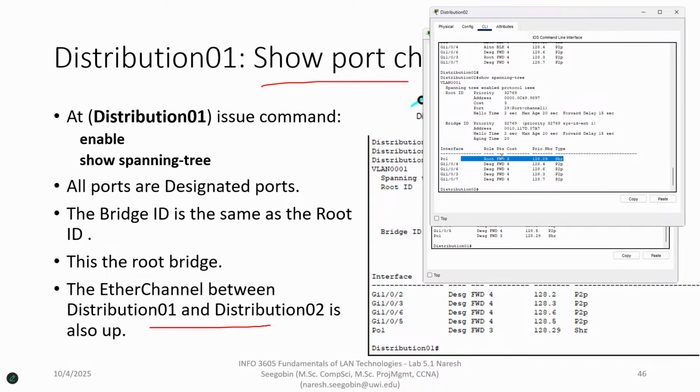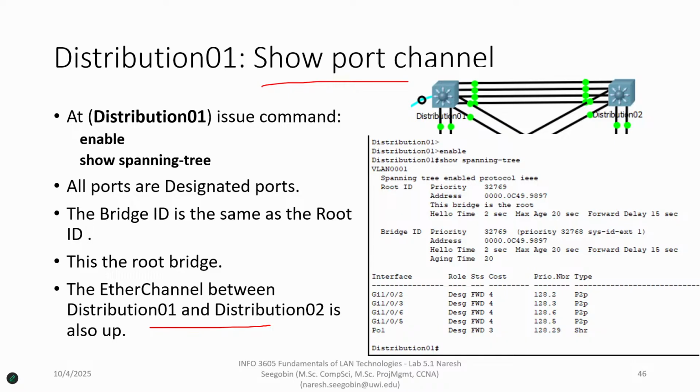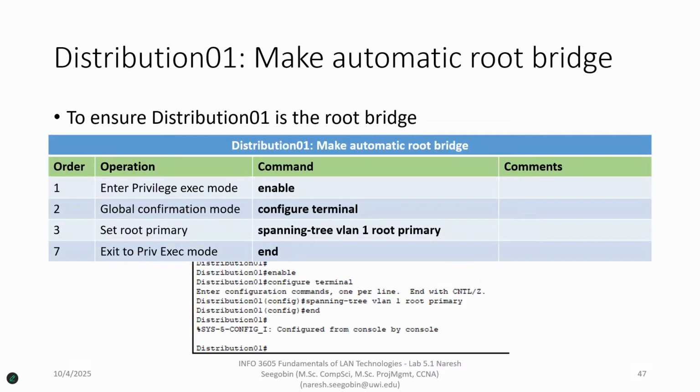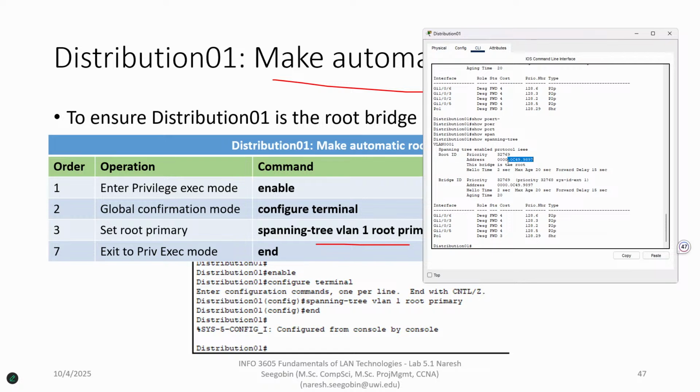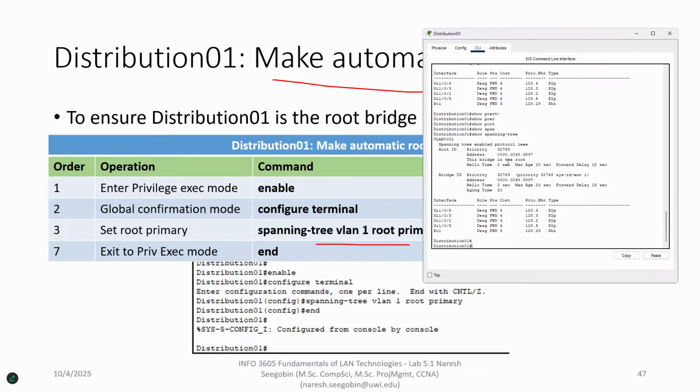Right? A root port means that it's pointing to the root switch or bridge. It's going to be in a forwarding state. Right, so we could just make distribution the automatic root bridge. Spanning-tree VLAN 1 root primary. Now, unfortunately, I'm not sure why this doesn't go too well.